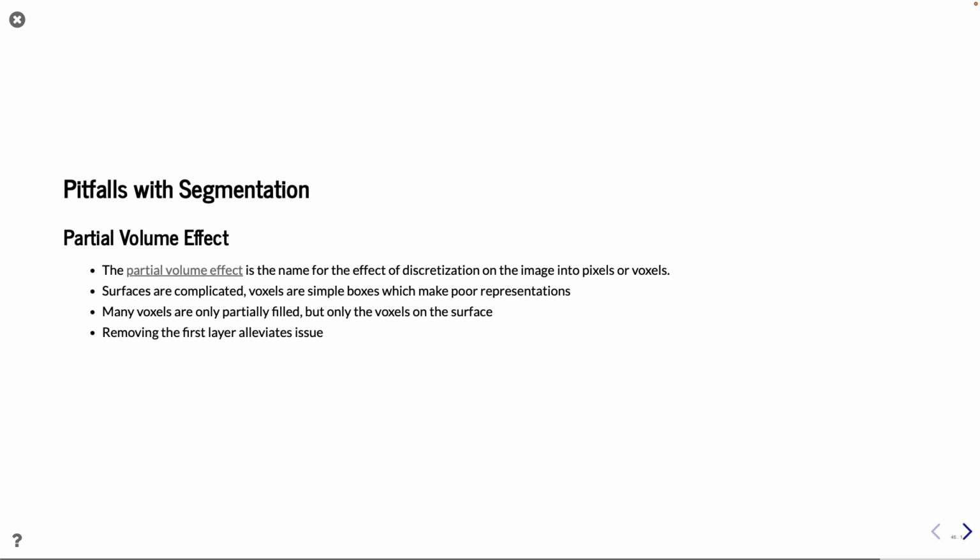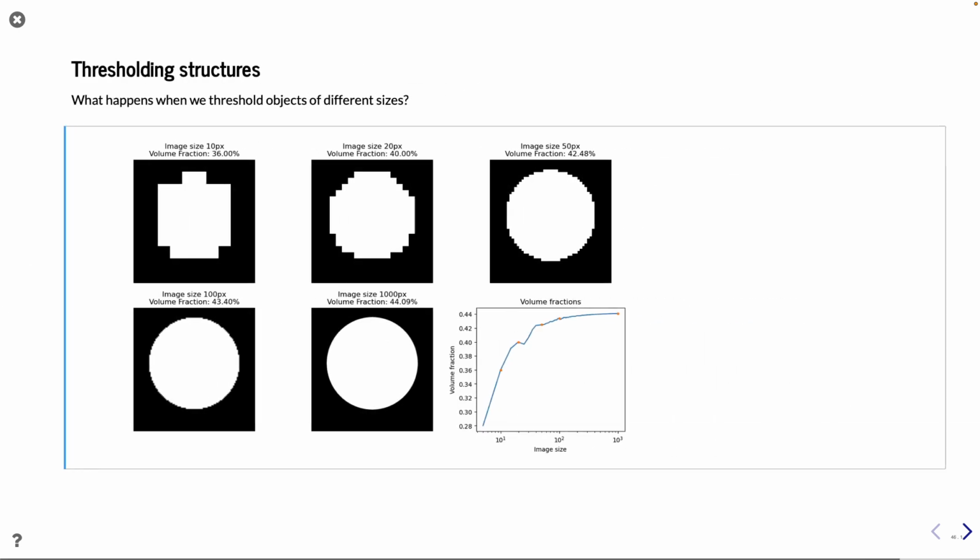A problem with segmentation is something called the partial volume effect, because images are usually not perfectly sharp. You have some unsharpness along the edges, you have variations in intensities due to material distribution, and so on. And it could also be that the edges are not perfectly filling a pixel, but are kind of on the edge, and that gives you this partial volume effect.